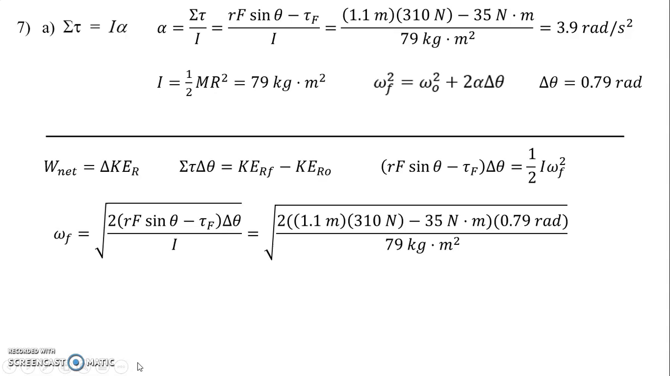I'll go on to letter B, where again, there are two main ways of going about it. And so maybe if you did the torques approach the first time, maybe you want to try the energy approach this time, or if you did the energy approach the first time, maybe you want to try the torques approach this time. Or you want to stick with it, that's fine as well. I'll show the setup for both.